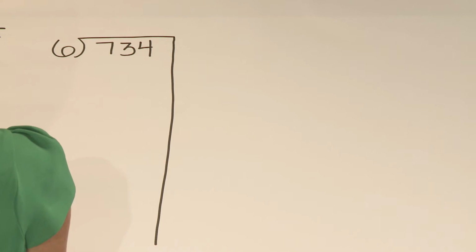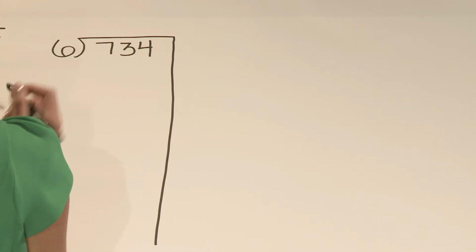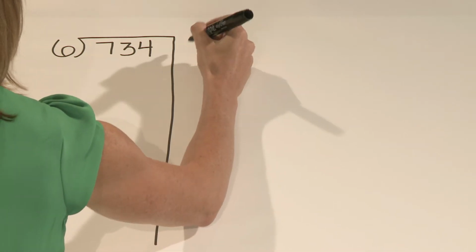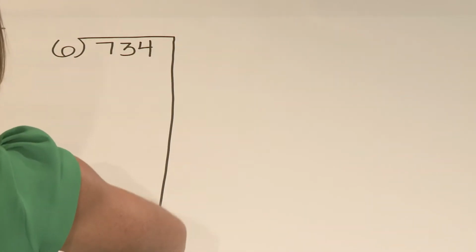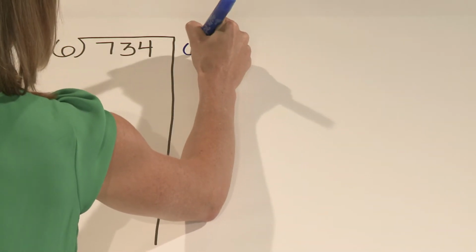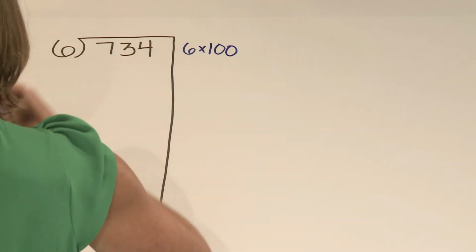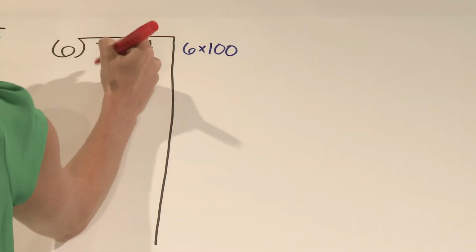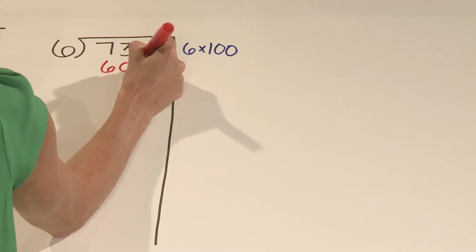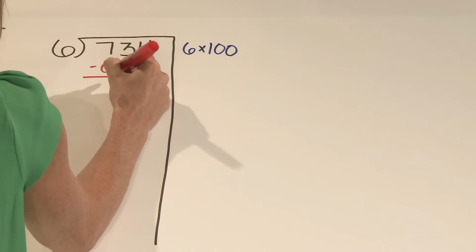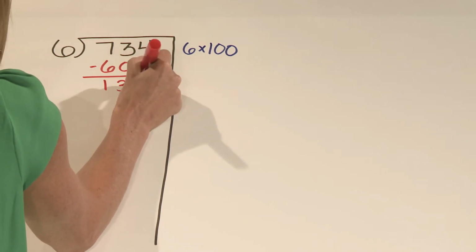For the problem 734 divided by 6, I'd like to figure out how many groups of 6 are in 734. So I'm going to think of a friendly number to help me figure this out. I know if I do 6 times 100, it'll get me close to 734. 6 times 100 equals 600. If I subtract that from my original number, 734, I'm left with 134.